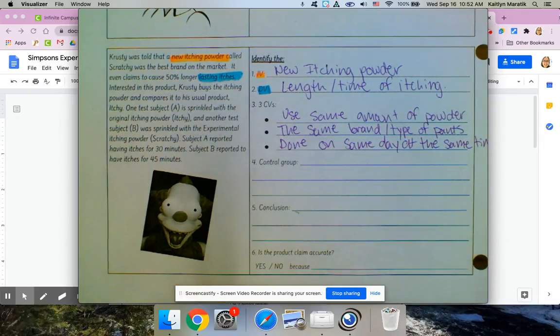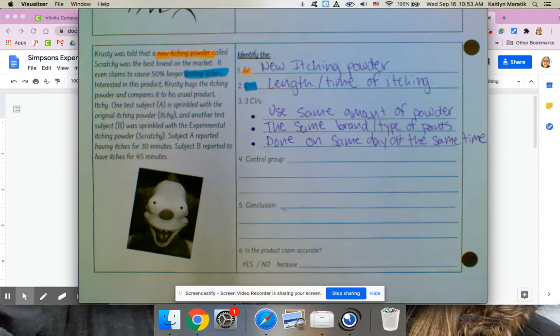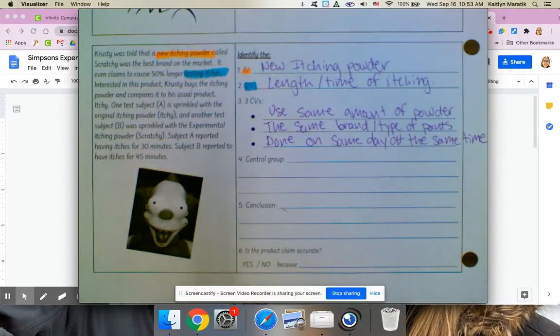Now, again, could you have other ones? Definitely. And you could totally be correct. These are just some to get us started. So, our control group, there's a lot going on in here. And sometimes when there's a lot going on, I like to just kind of map it out.